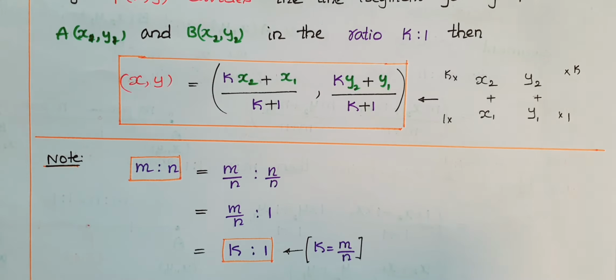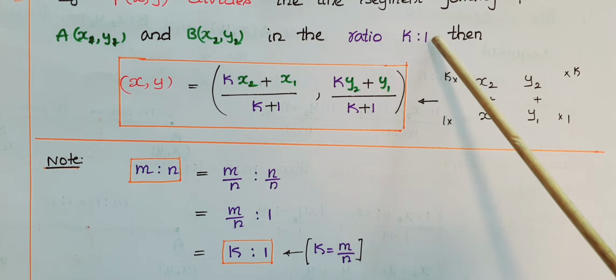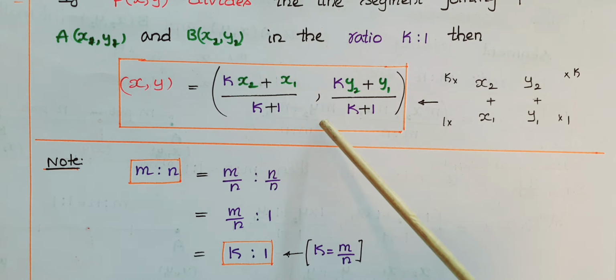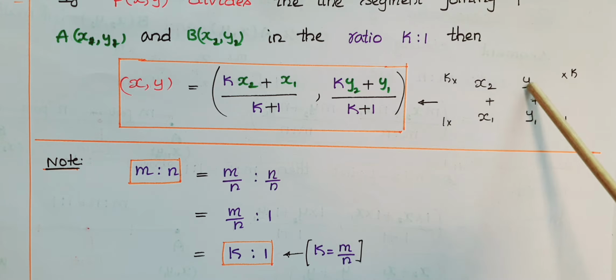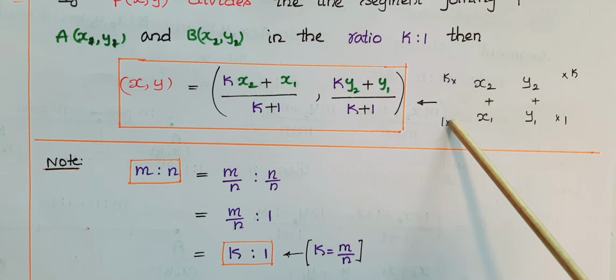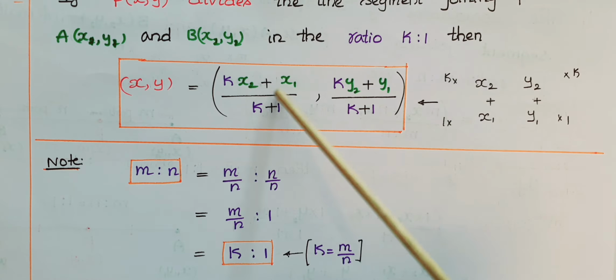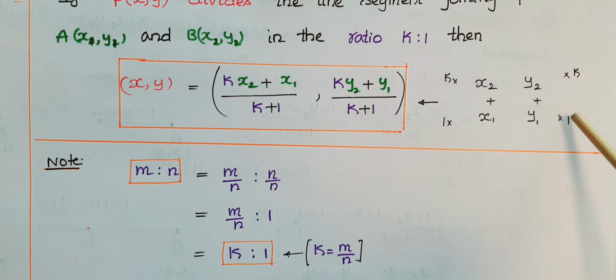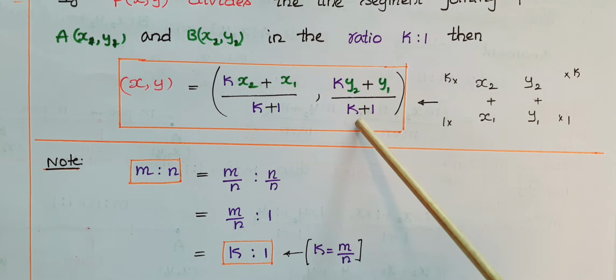So here we can assume the ratio k is to 1, then you will get the coordinates (x, y) by using this formula. So here x2, y2 and x1, y1 and k is to 1 is the ratio. Then you can apply (k into x2 plus 1 into x1) by (k plus 1) and (k into y2 plus 1 into y1) by (k plus 1).